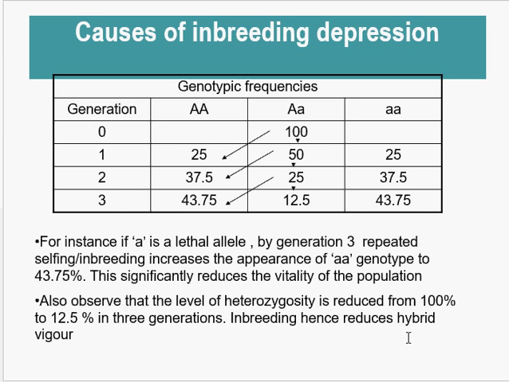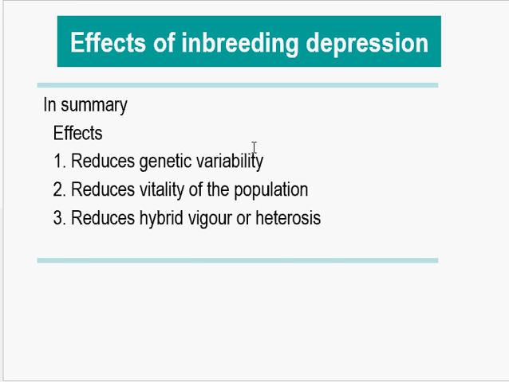So deleterious recessives can lead to decrease in variability, but more importantly in the short term, reduction in reproductive fitness. So it reduces genetic variability in the long term, reduces the vitality of the population in terms of reproductive ability very quickly, and reduces hybrid vigor or heterosis, so the amount of heterozygous individuals at a larger number of loci in the genome, which is always a good thing.